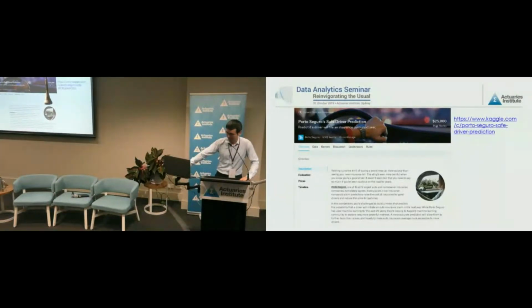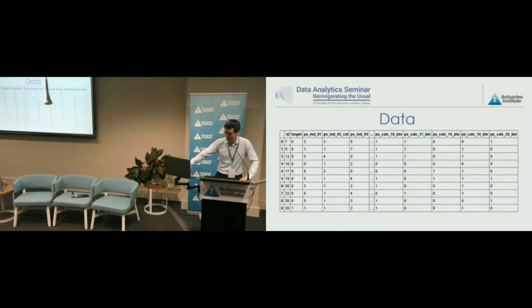So this competition is from a Brazilian motor insurer. They've published their data set on Kaggle, and it looks like this table. You've got ID, which is probably some policy identifier, and you've got a target. If the target is 0, there's no claim. If it's 1, there's a claim on the policy. And next, you've got a lot of variables: indicator variables, calculated fields, and categorical variables.